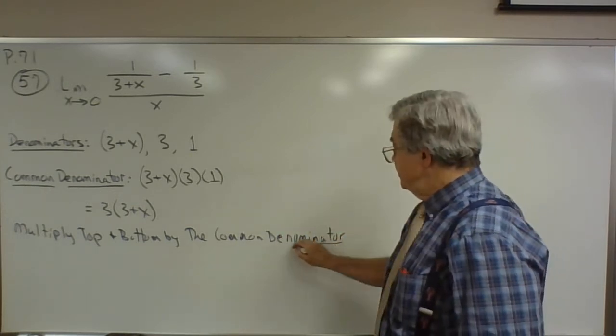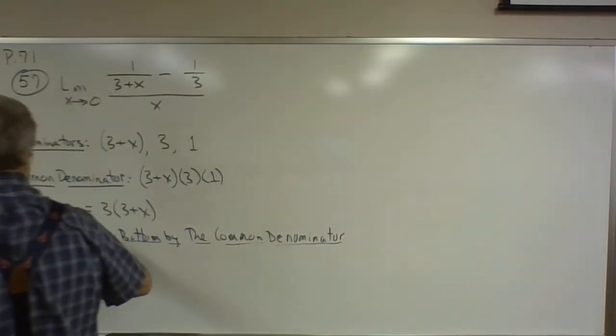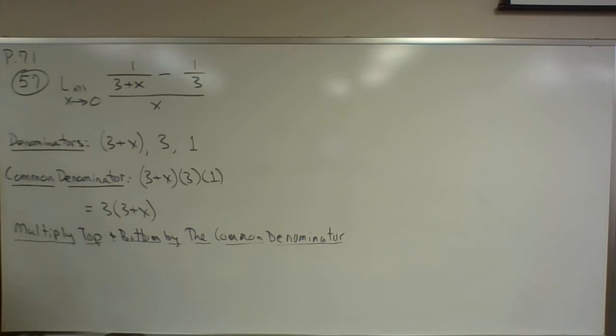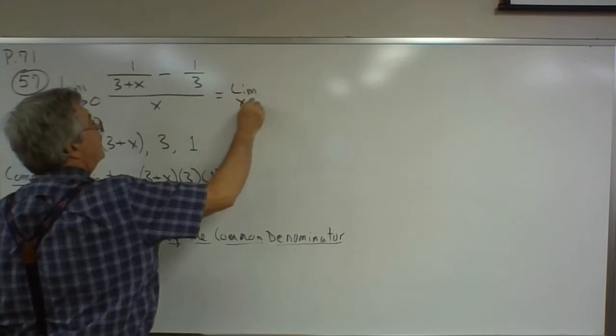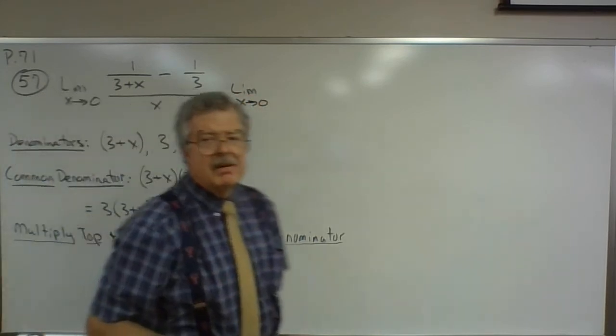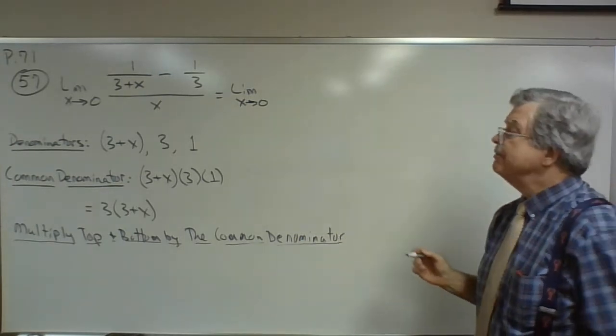And here's what we do. We multiply the top of the fraction and the bottom of the fraction by the common denominator. And you're probably thinking, well, what good will that do? Well, just watch.